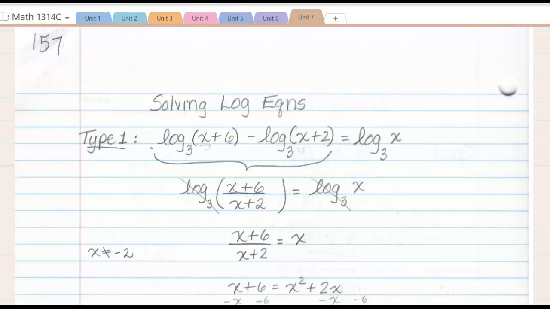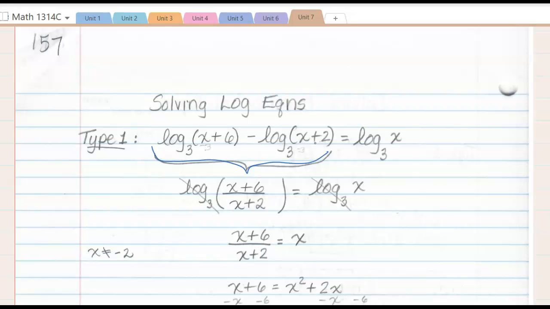In this case, we have log base 3 of x plus 6 minus log base 3 of x plus 2, and that's equal to the log base 3 of x. We want to use one of our properties of logs in which we can combine these two expressions of log.